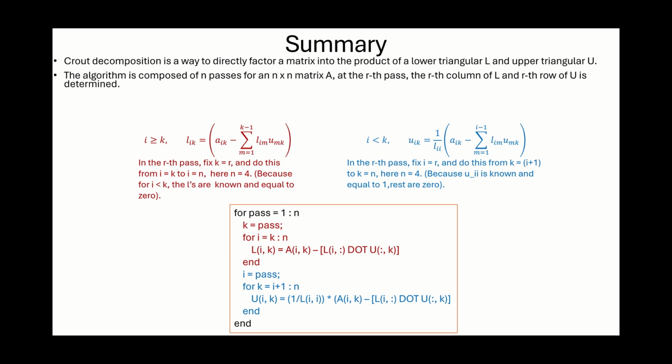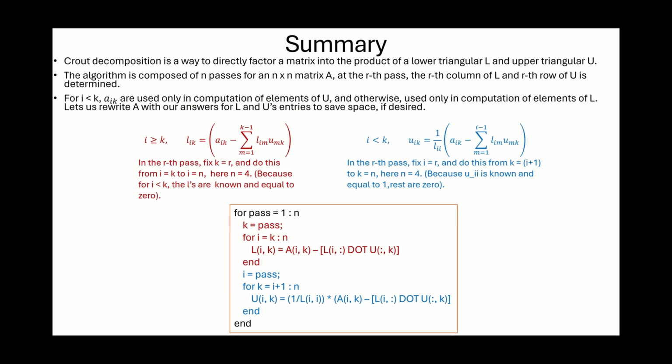Note that to save space, you can overwrite the entries of A with your results for L sub ik and U sub ik, because the entries of A that are involved in the calculation of U sub ik are not involved in the calculation of L sub ik, and vice versa, and each entry in A is used to compute a single element of U or L.